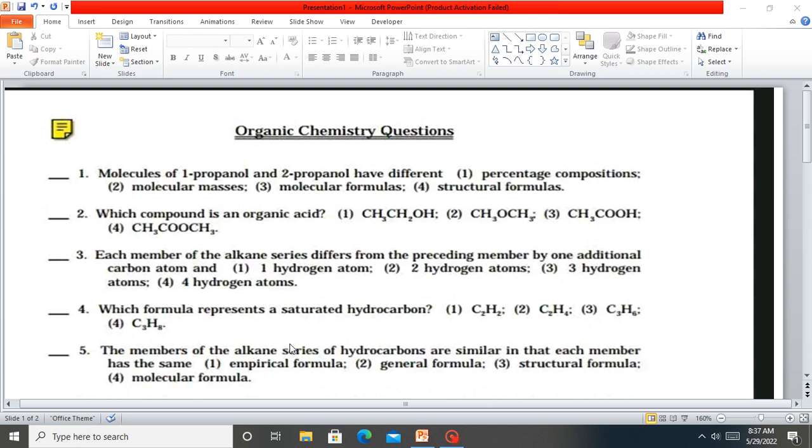The members of the alkane series of hydrocarbons are similar in that each member has the same what? Do they have the same empirical formula? Do they have the same general formula? Do they have the same structural formula or the same molecular formula? All the members of the alkane series have the same empirical formula? No. They have the same general formula. This one defines all the members of the alkane family. Their general formula is CnH2n+2. So they have the same general formula, but they don't have the same structural, empirical, or molecular formula. So the answer is the second one.